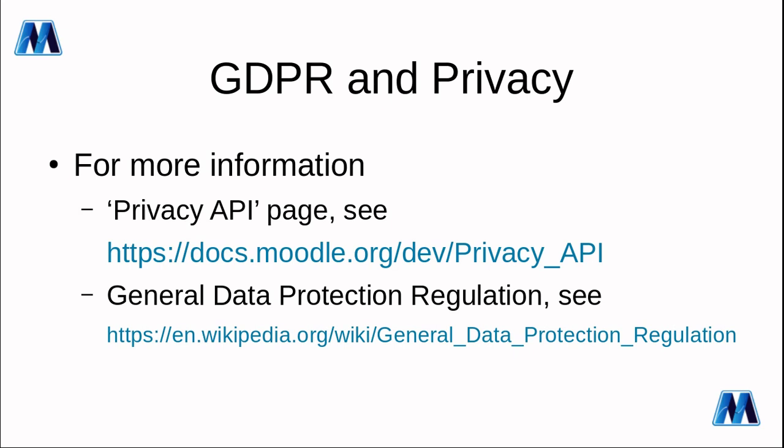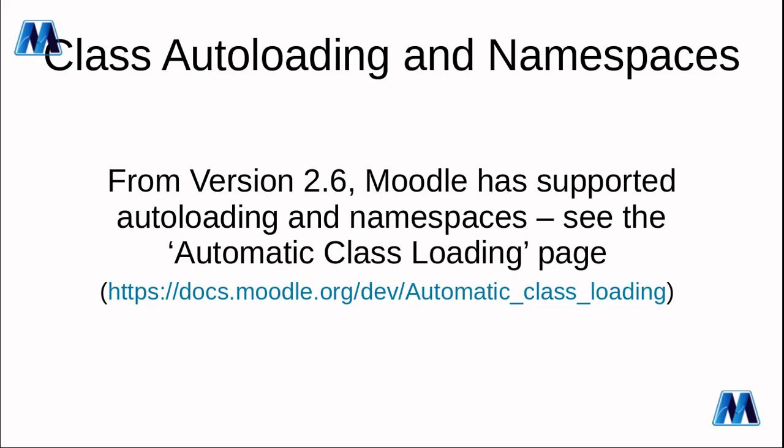Now, I'm going to take this opportunity to actually integrate the privacy API into our authentication plugin. Before we integrate privacy into our plugin, we need to understand a little bit about class autoloading and namespaces. From version 2.6, Moodle has supported autoloading and namespaces, and there's a link there for you to go and have a look at it. But you have to follow certain rules, and they're not quite the same as the PHP rules for namespaces. When you look at the documentation, you'll see what I mean.